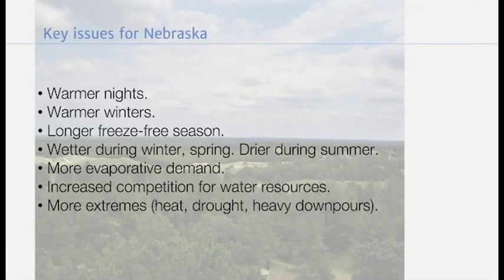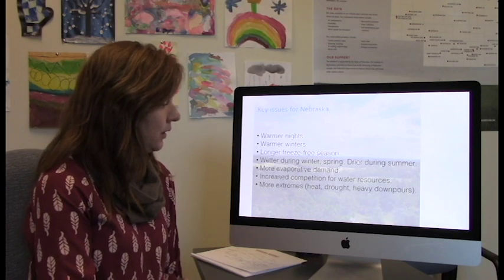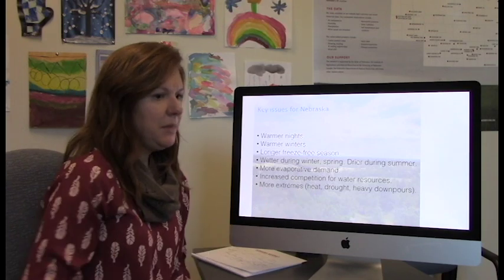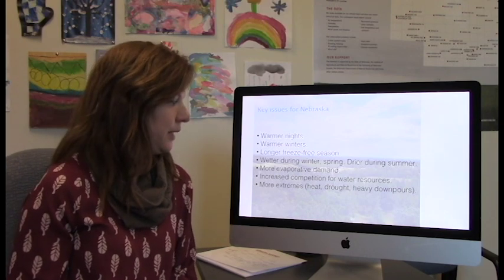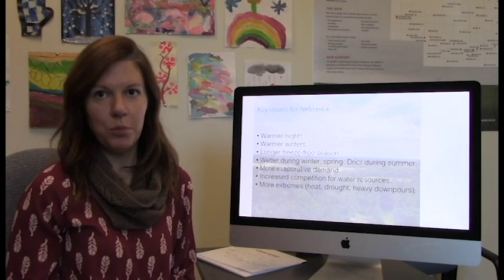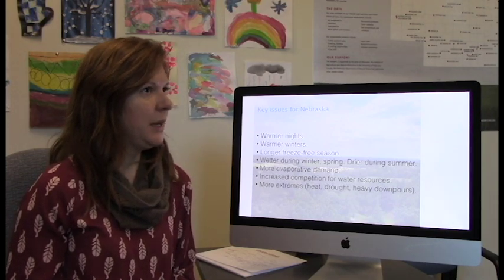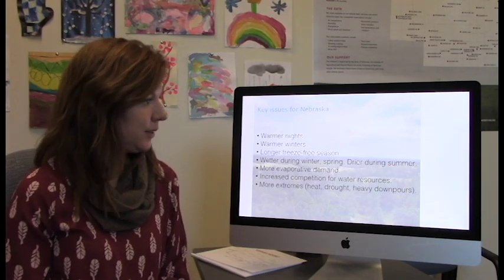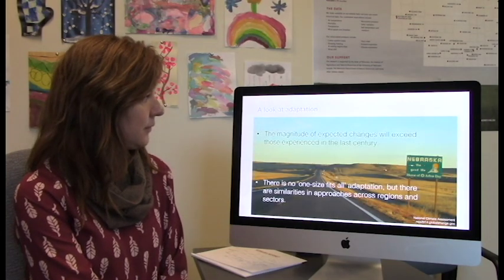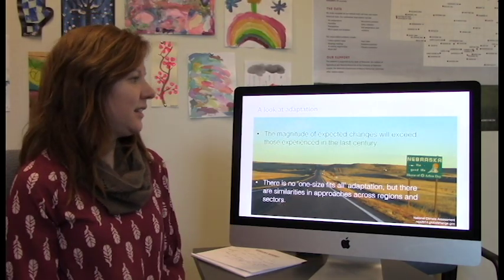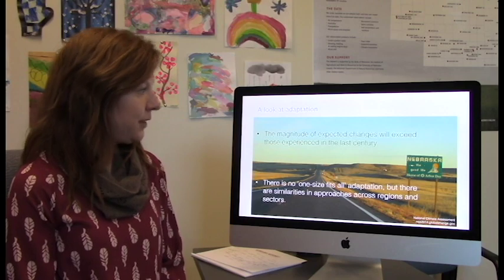More evaporative demand during the summertime and during the growing season. It's going to be warmer, it's going to be more hot days. How much water will those crops need to be using? That's certainly a consideration. As well as, I mentioned, increased competition for water resources among the different users. And then more extremes. That's a general theme that really holds true for any area: more extreme events of heat, drought, heavy downpours. How will we be able to cope with overall more extreme events? So some things to maybe think about.